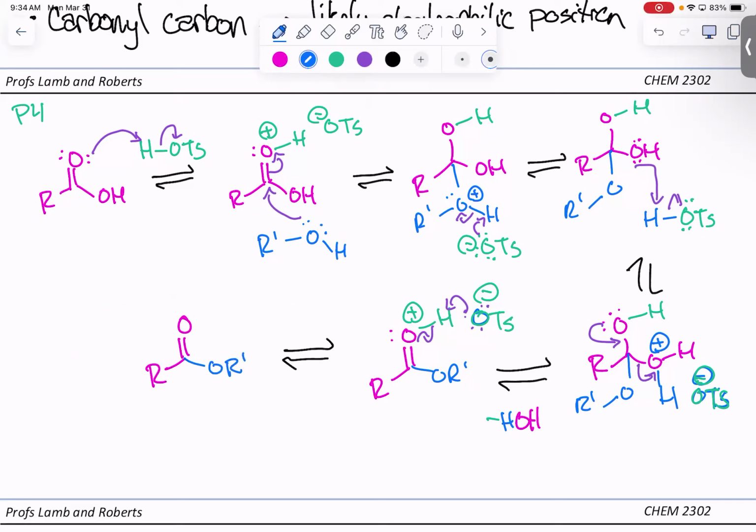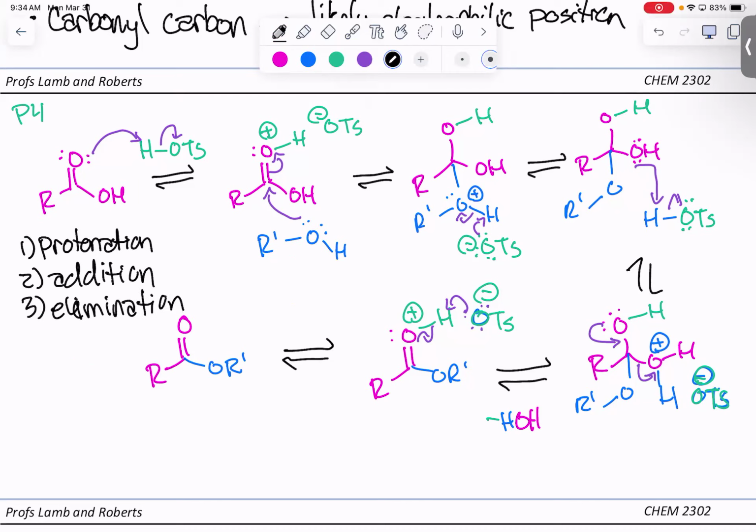And that's the end of our mechanism. So we've seen this mechanism before, right? We've seen protonation, and we've seen addition of our nucleophile, and elimination. You're going to see this protonation, addition, elimination sequence of mechanisms all throughout chapter 20. We're going to see it over and over and over again.